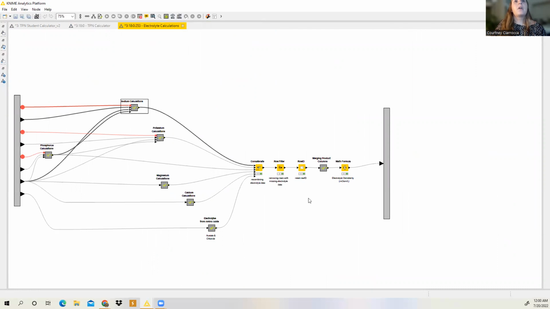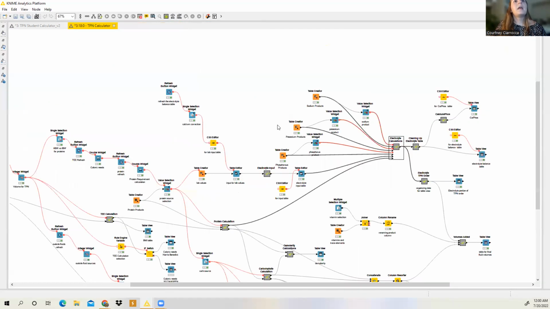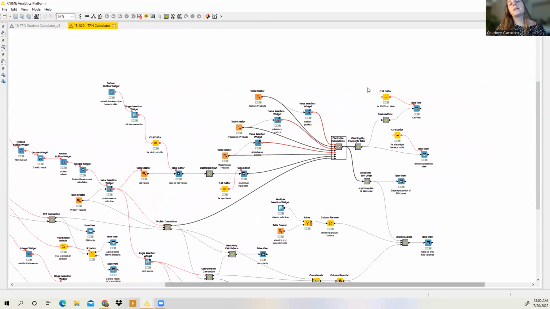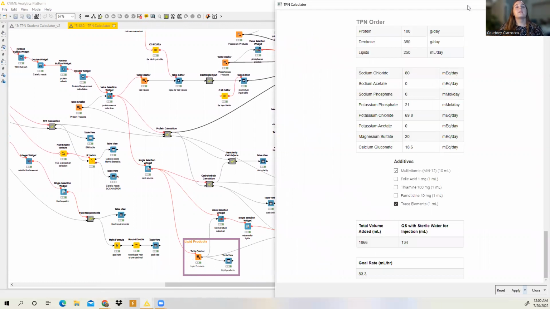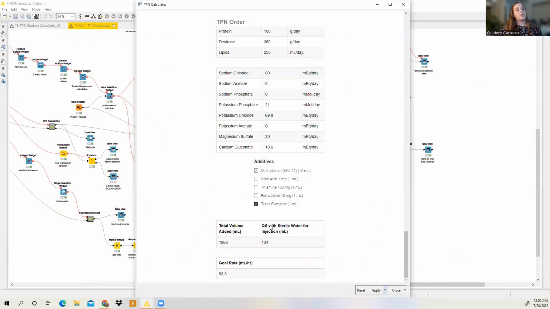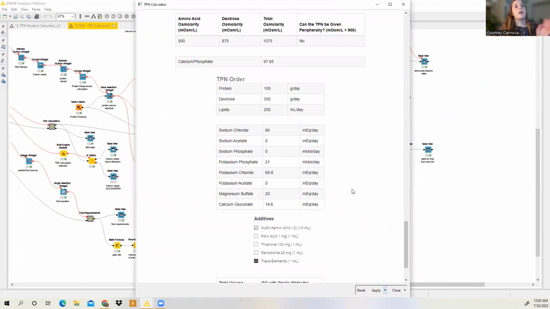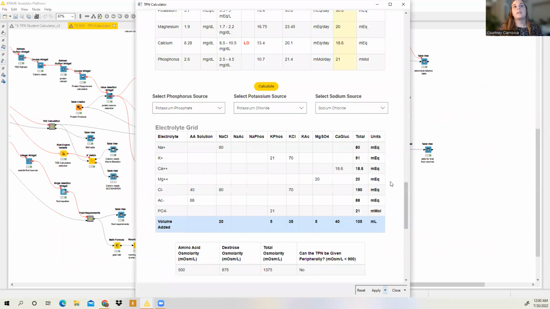And then from there, it all just gets merged together, and then I reorganize everything into the tables that I need. We do our calcium phosphorus calculations, and then we add up all of our volumes, and that is the end of our TPN calculator. And we end up back with this nice little guy, which is much more user-friendly and interactive than the whole spider web of the behind the scenes.